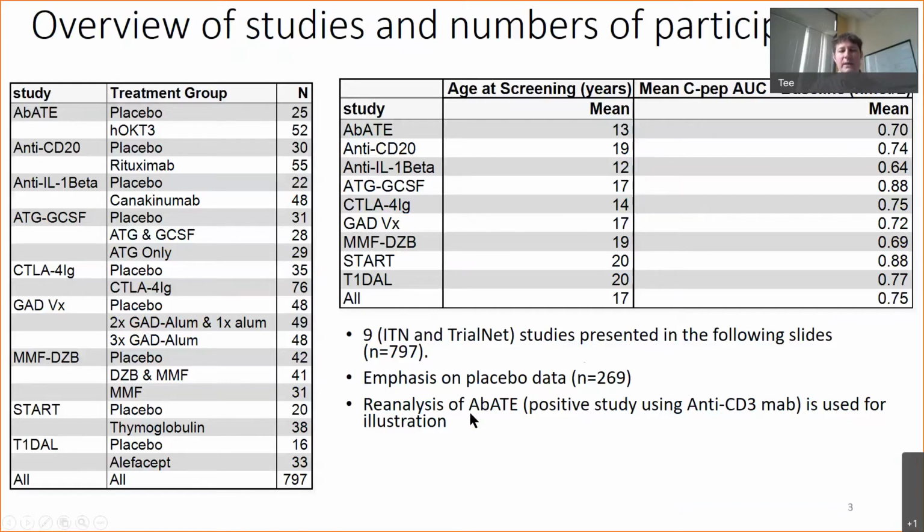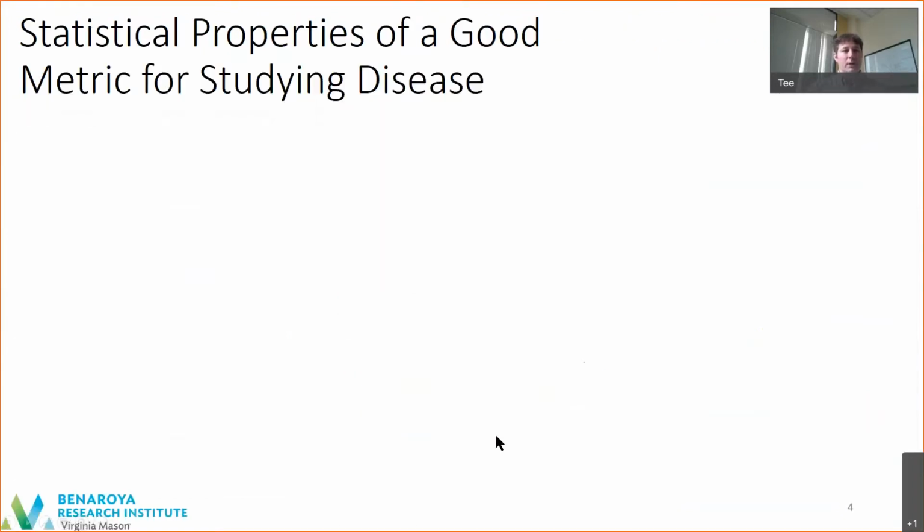I'll also give an example of a reanalysis of the ADATE trial, which is a positive study using an anti-CD3 monoclonal antibody. So briefly, the statistical properties of a good metric generally for studying disease.